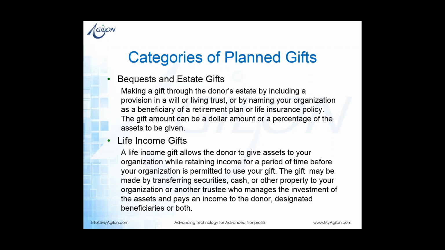So I'll talk a little bit about the types of planned giving instruments. Bequests and estate gifts are the most basic and generally where an organization will start with planned giving processes. A bequest or estate gift is really something left in the donor's will, and they would name your organization as the beneficiary or the recipient of those particular assets in the will.